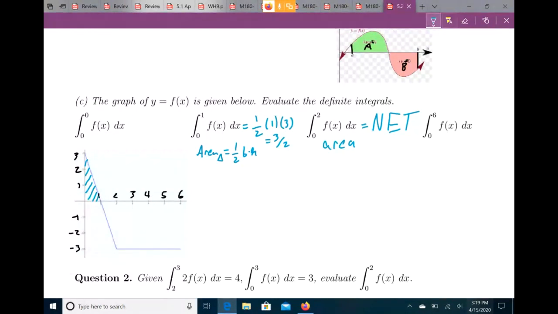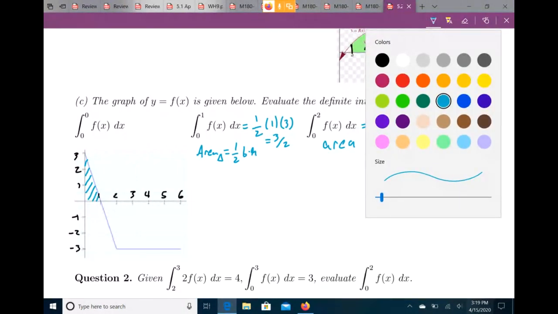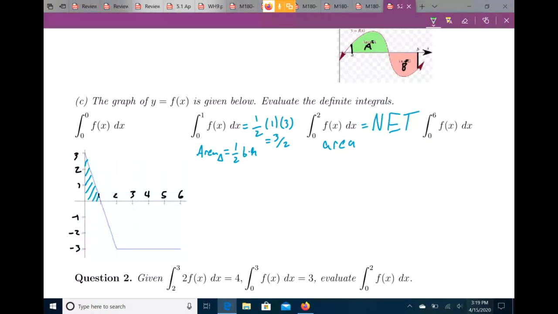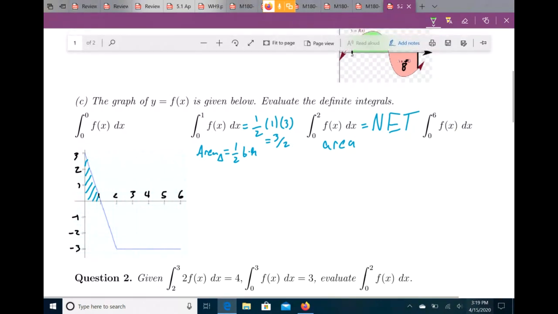What color should I use? Green. Green was first. Ooh, Carolina blue. That's where I did my PhD. Indeed.